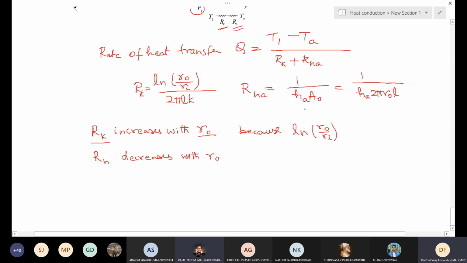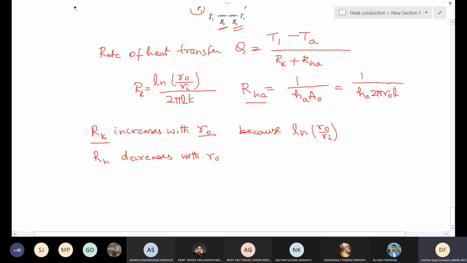Because the heat transfer coefficient is almost constant. Then we can see that in the formula, R0 is coming in the denominator. So if you increase R0, RH decreases. So this is the phenomenon which makes it so that with the increase in thickness, there is a decrease in resistance to the heat flow, depending on which decreases faster or which increases faster.